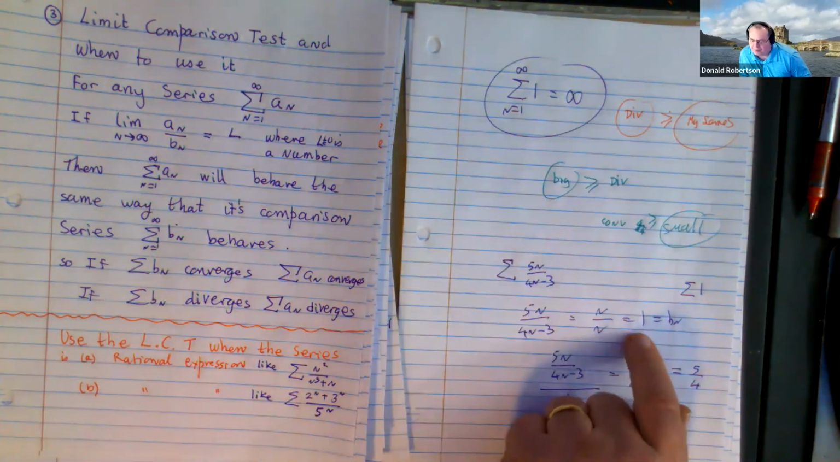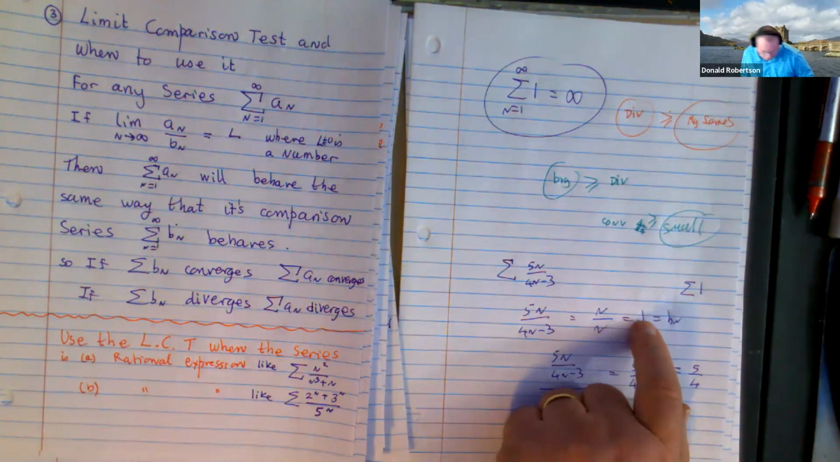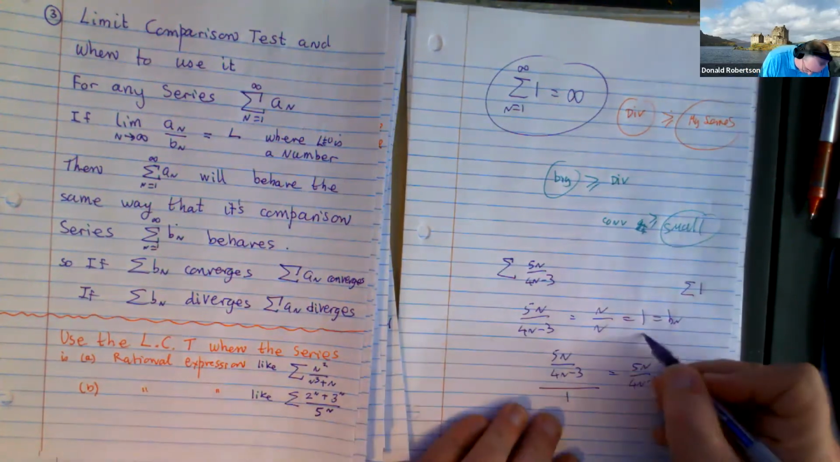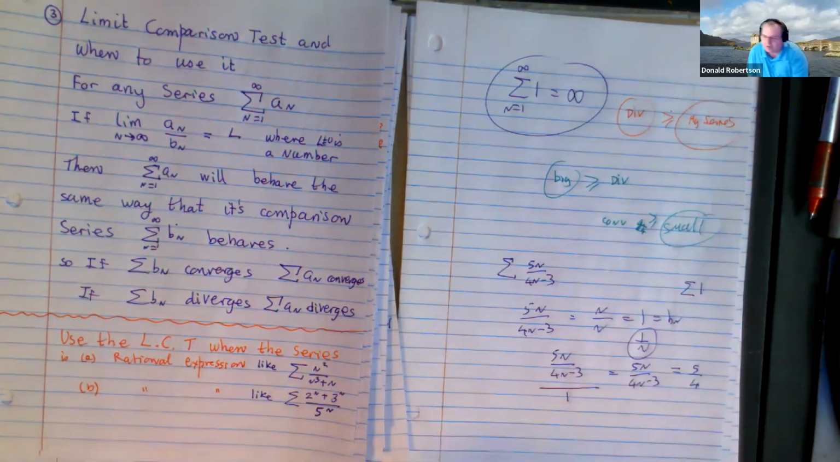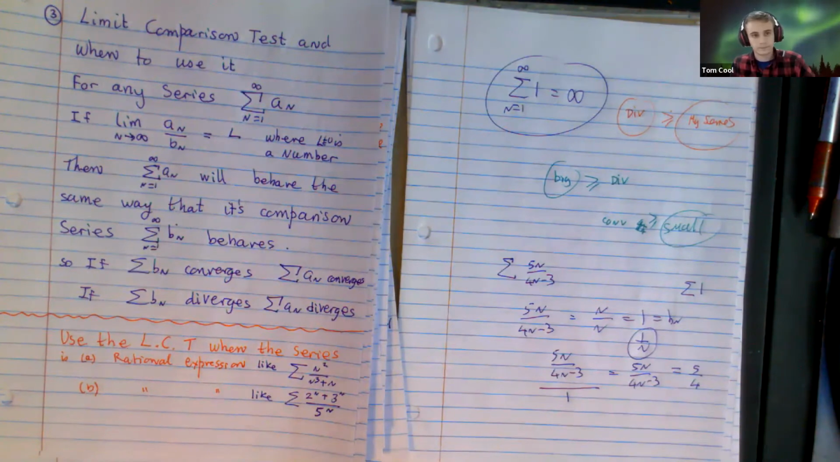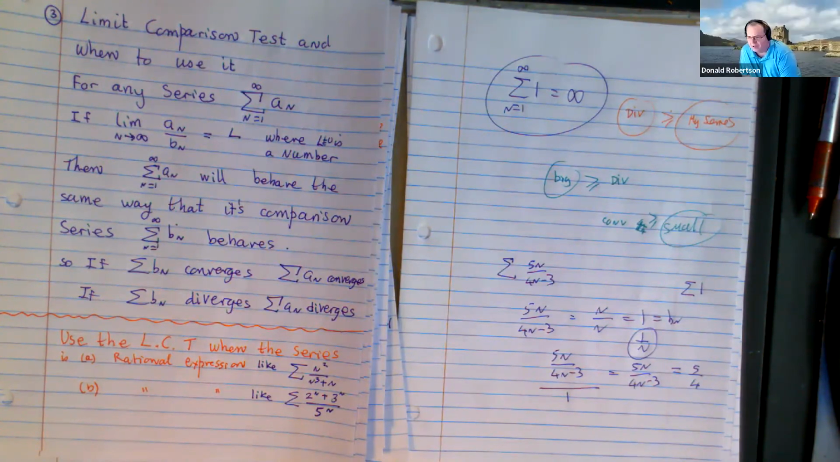Right. The problem I think you're getting here is that this is 1. If I had said to you it behaves like 1 over n, would you have had a problem that it diverges? No. Isn't 1 even bigger than 1 over n? Well, wouldn't that diverge then?